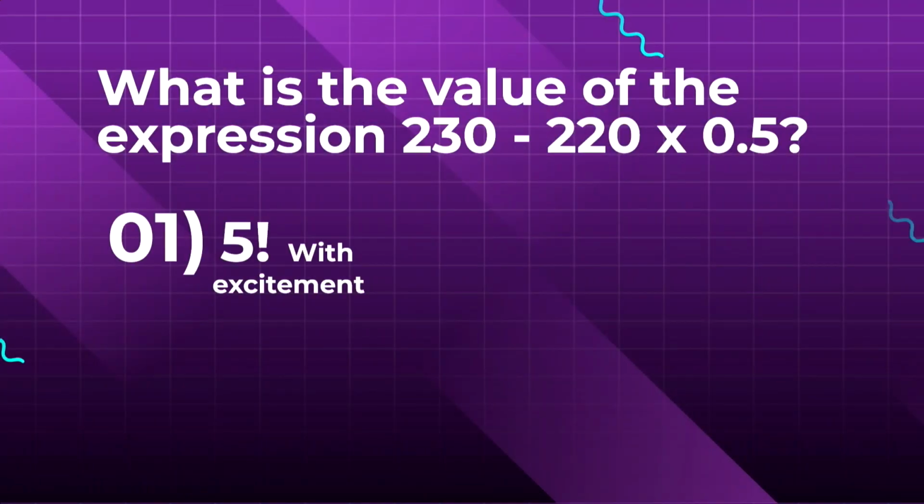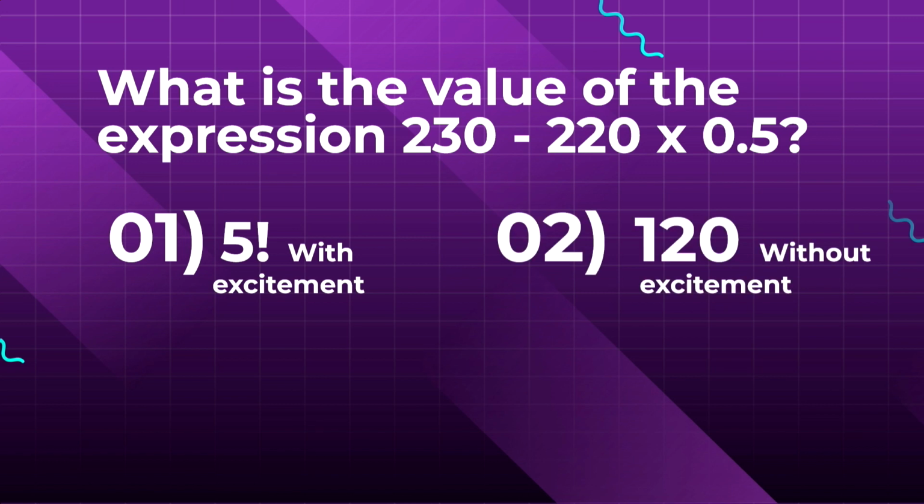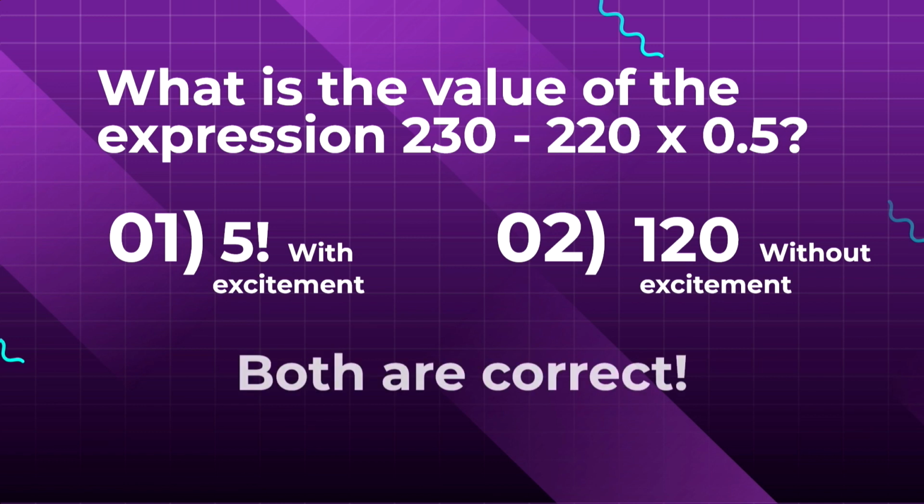I have two options. How many of you think that option 1 is the answer? Raise your hands. And option B? So, what if I tell you both the options are correct? Yeah, that's correct. While solving this expression, we will solve 220 into 0.5 first. That will become 110, and when we subtract it from 230, we get 120.